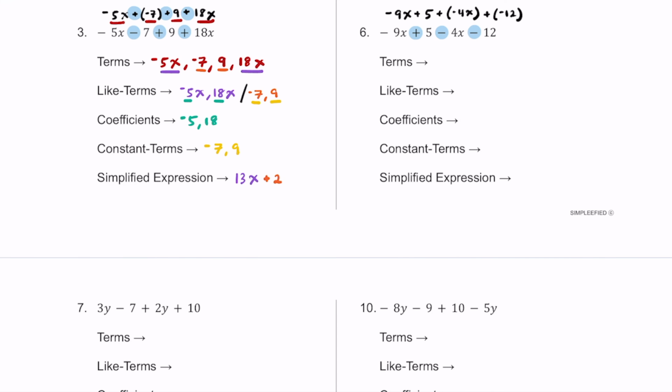Okay, so that's going to be the same type of expression here, but this time we have all plus signs, 1, 2, and 3 plus signs. And so we have 4 terms. We have negative 9x, 5, negative 4x, and negative 12. So here are our terms here.